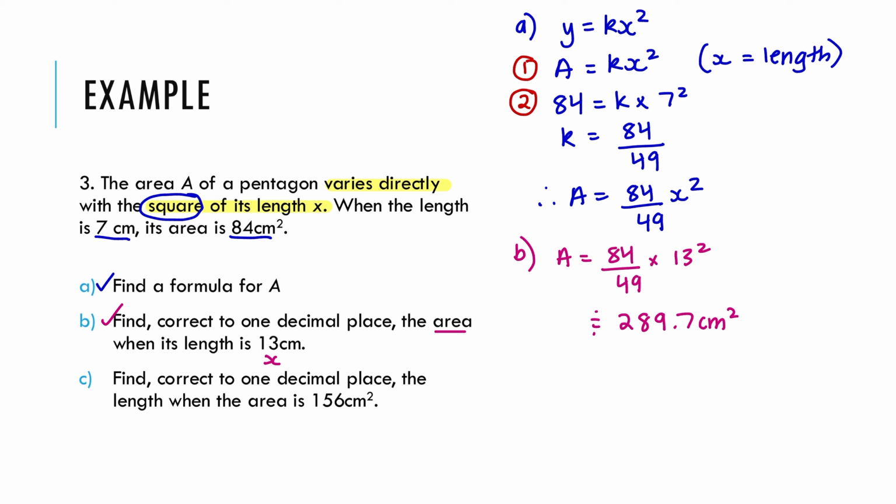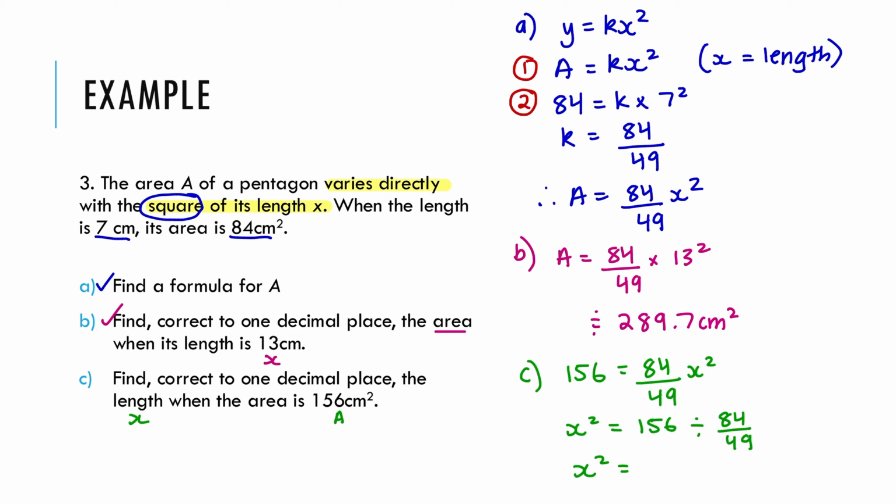C, it says to 1 decimal place, we're going to find the length, which is our x, when we know that the area is 156. So 156 is equal to 84 over 49 x squared. So here x squared will be equal to 156 divided by our k value here. So here 156 divided by 84 over 49. Now that actually ends up being 91.